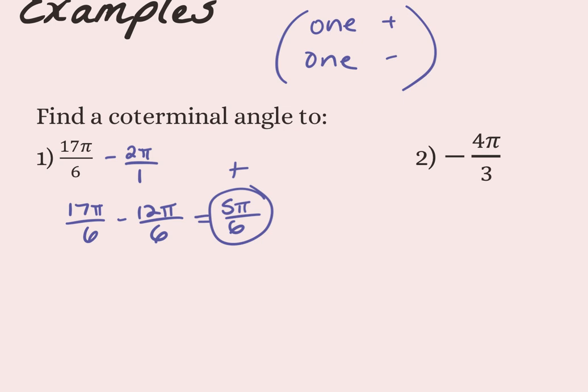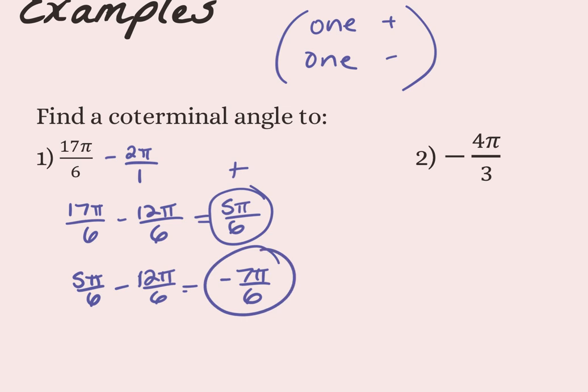So would 17 pi over 6 plus 12 pi over 6 also be coterminal? You just have to pay attention to whether it's giving you the range that it has to be in between 0 and 2 pi. Now, if I wanted to find a negative coterminal, I already subtracted 2 pi, so I would have to take what I just got and subtract 2 pi again, or 12 pi over 6. And I get negative 7 pi over 6.